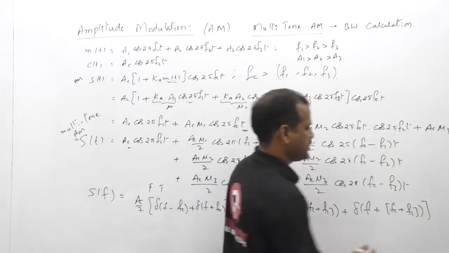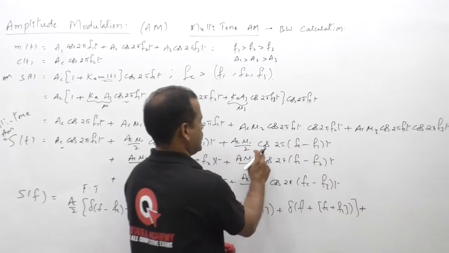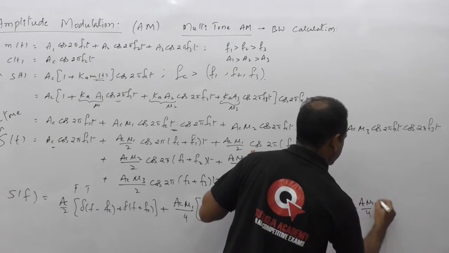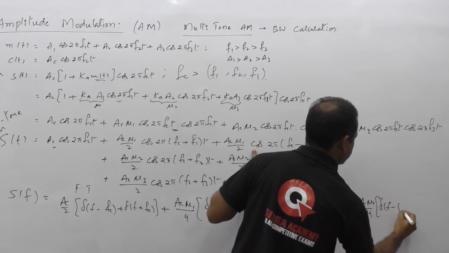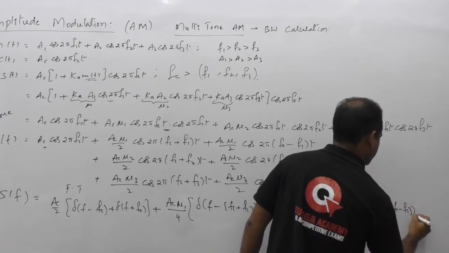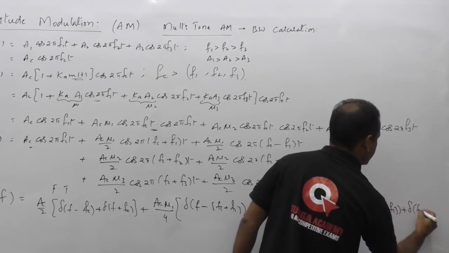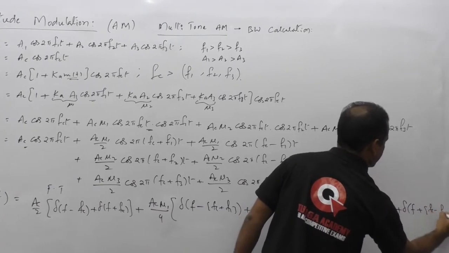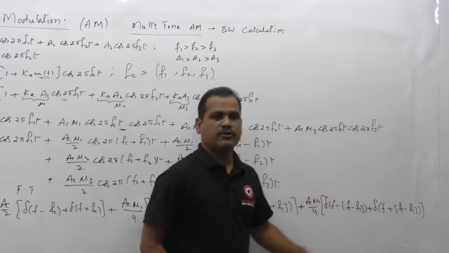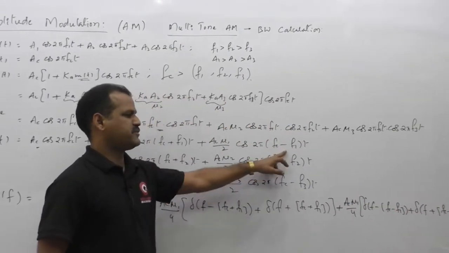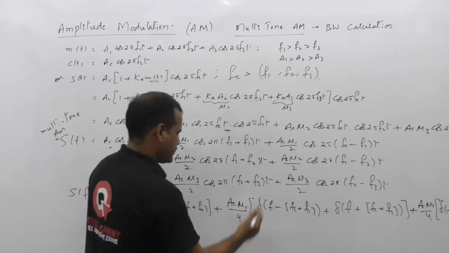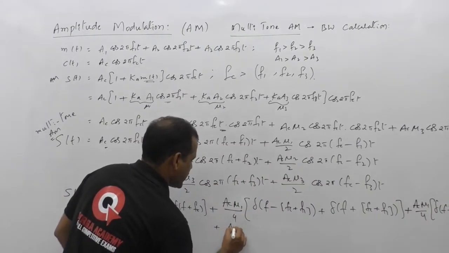Let us write these terms here. I will get this lower sideband term Fourier transform. This is AC mu 1 by 4 and del of f minus the lower sideband frequency fc minus f1 here, and the second delta function, f plus fc minus f1. Observe these 2 delta functions related to the first LSB term, fc minus f1. Similarly, we have to write for these 4 terms. I will write just below this so that we can compare easily.